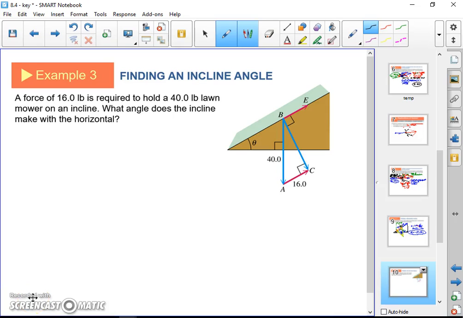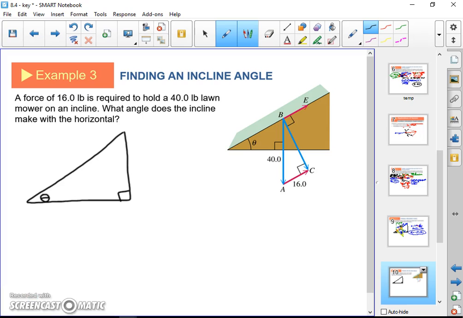Example 3: a force of 16 pounds is required to hold a 40-pound lawnmower on an incline. What angle does the incline make with the horizontal? So it's another ramp question, and they drew the picture for you. I really don't like that picture, so I'm going to try and redraw it. This time they want to know the angle, so we're trying to find out this angle right here.